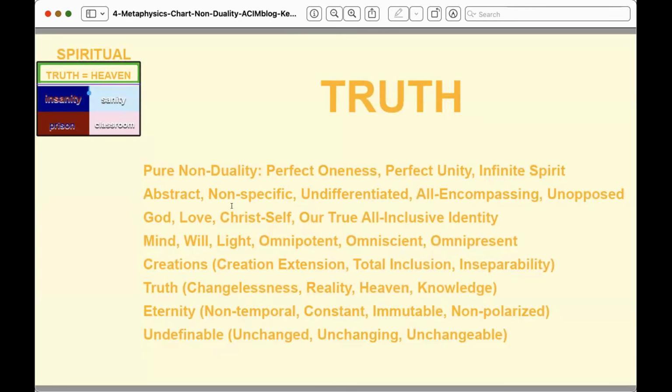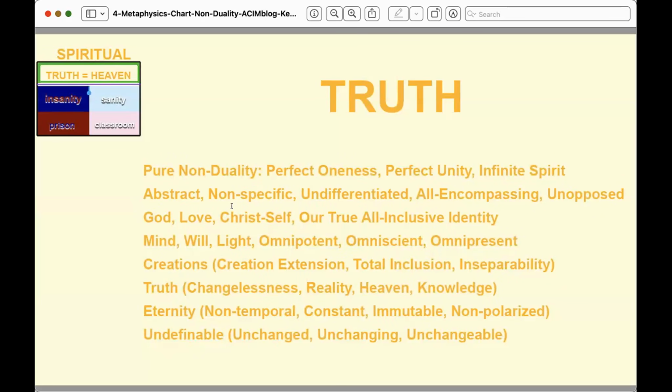creations, and even the plural there. We have a dualistic language, so it's really just one creation, right? And then even the idea of extension sort of implies a duality, but well, of course the Course uses it, so why not? Total inclusion, inseparability.